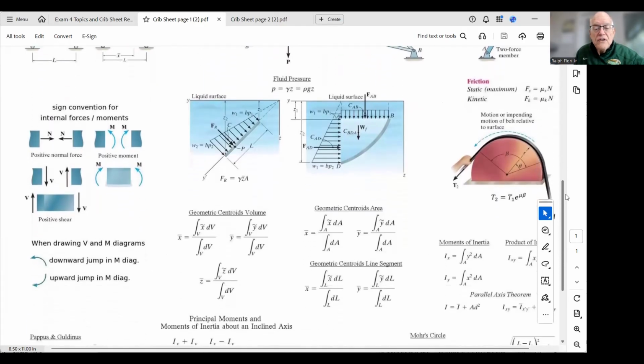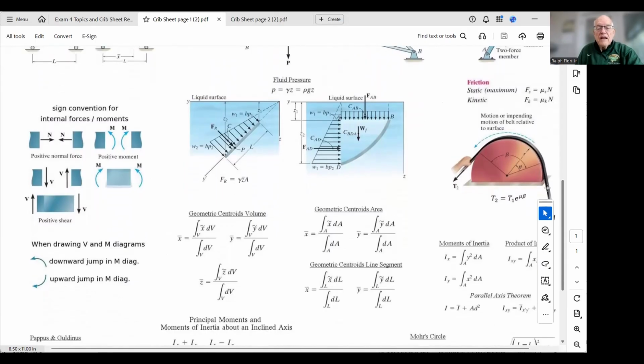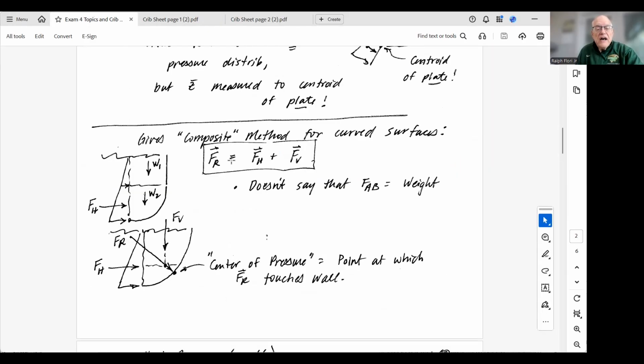They actually don't give you the formula. I mean, they show you these F vectors, but it does not give you, go back to my sheets again, it does not actually give you this formula. So as a vector, the resultant force of this fluid on this curved surface is equal to the horizontal vector plus the vertical vector.